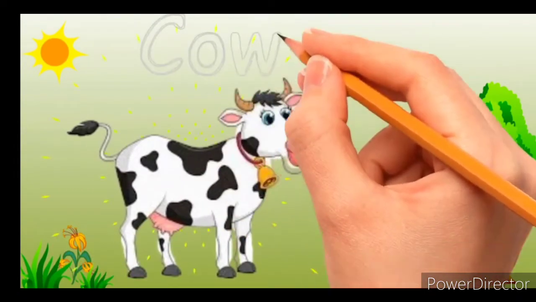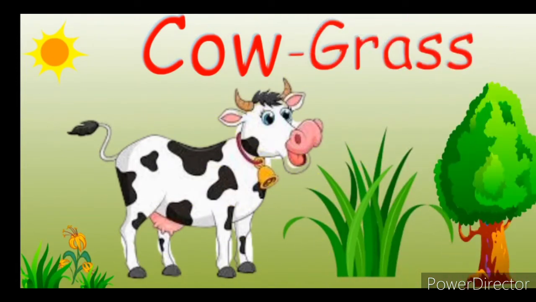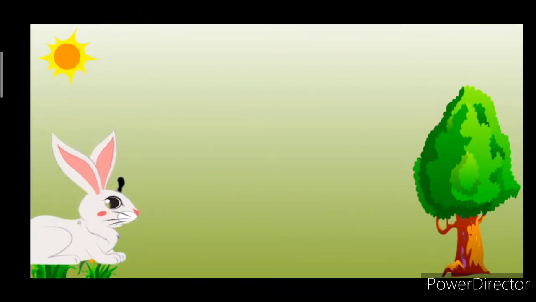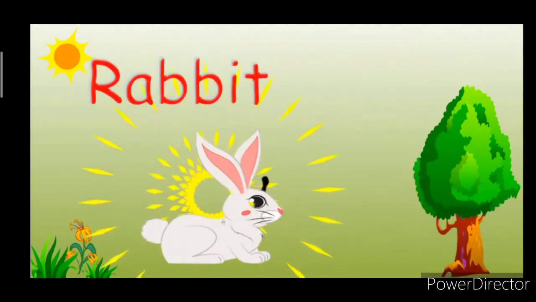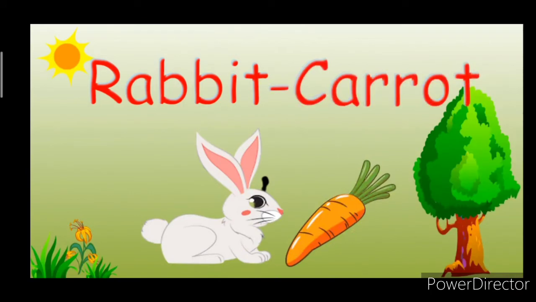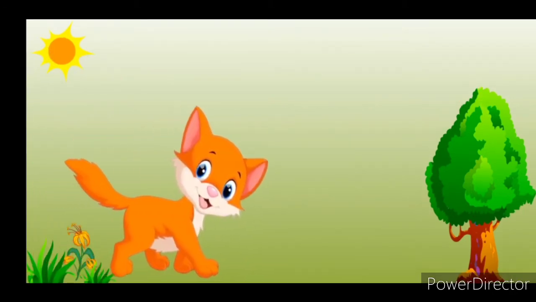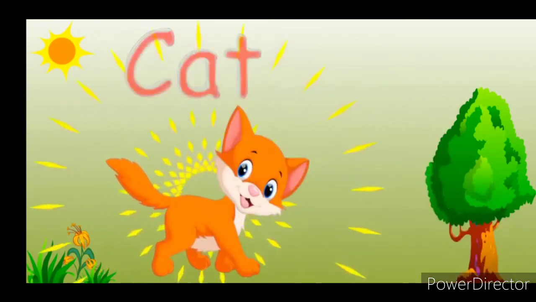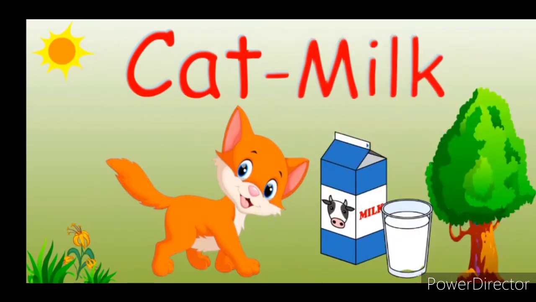This is a cow and cow's favorite food is grass. Oh, such a cute animal. Which animal is this? Rabbit. And rabbit's favorite food is? Carrot. Rabbit ka favorite food carrot hai. Tell me children, which animal is this? Yes, it is a cat. And cat's favorite food is milk. Cat ko milk bahut pasand hai.